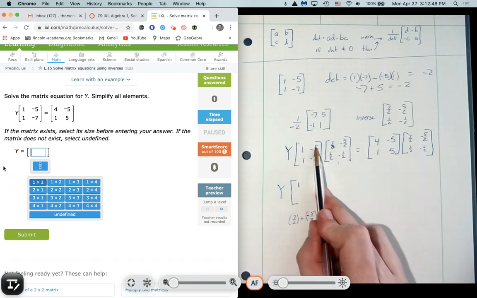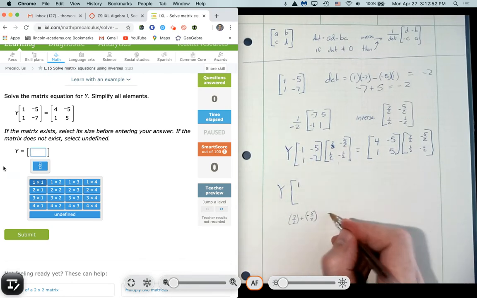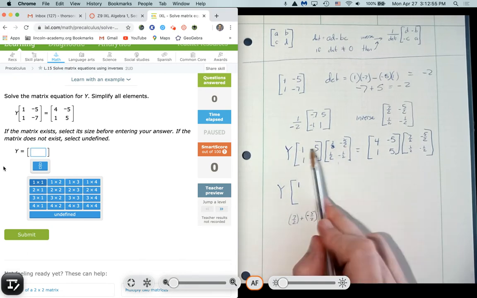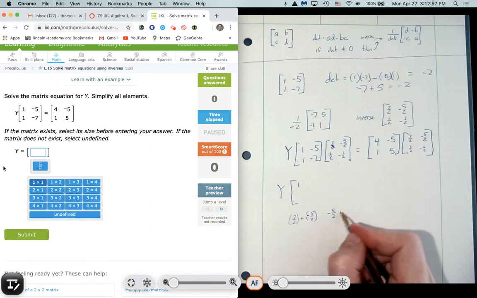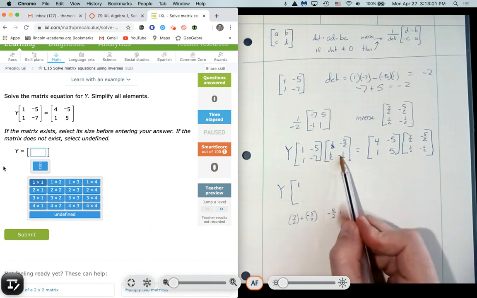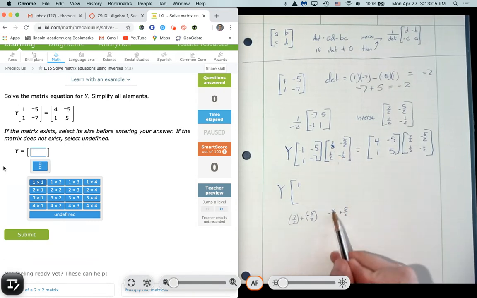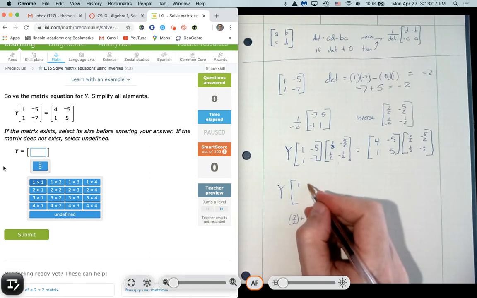Now I'm going to do the first row times the second column. So 1 times negative 5 halves, that's negative 5 halves, plus negative 5 times a negative 5 halves makes it a positive 5 halves. So I got negative 5 halves plus 5 halves, that's 0.